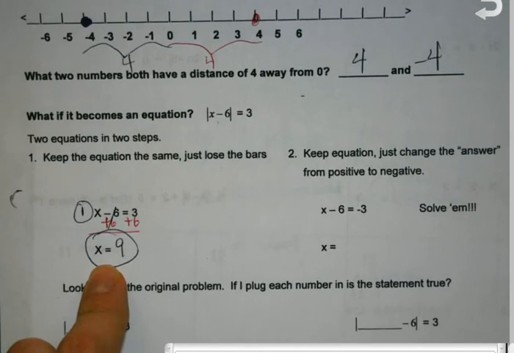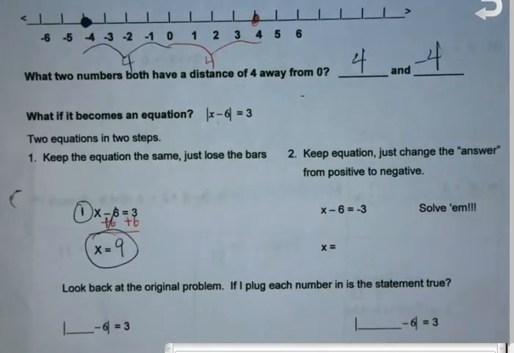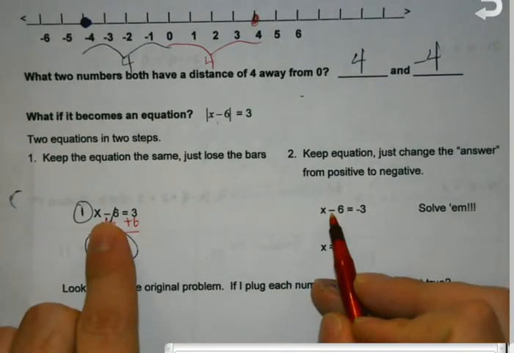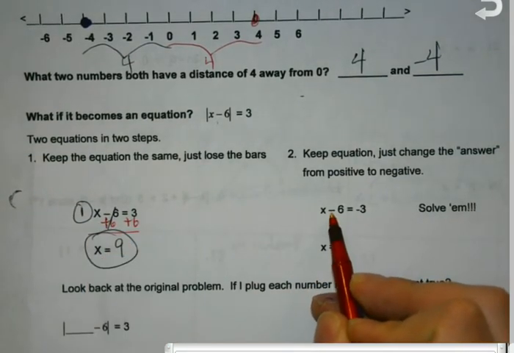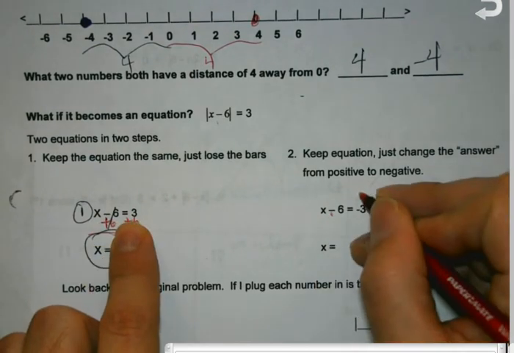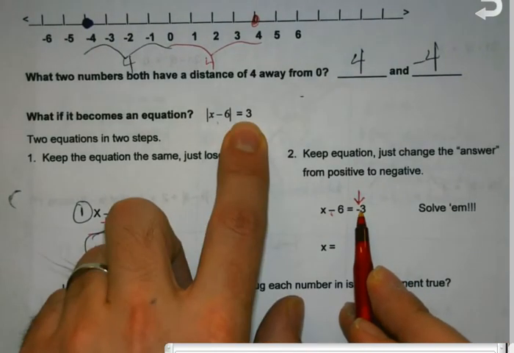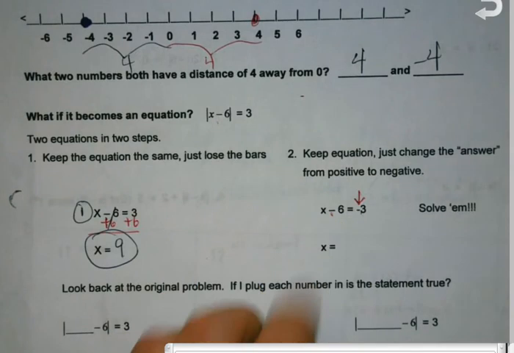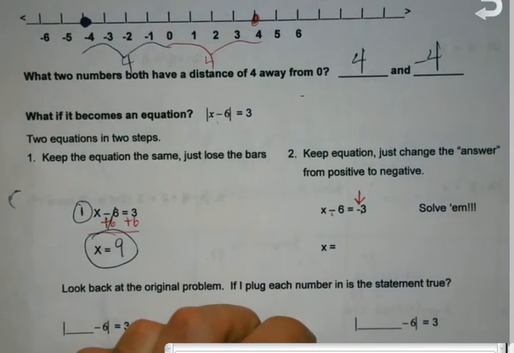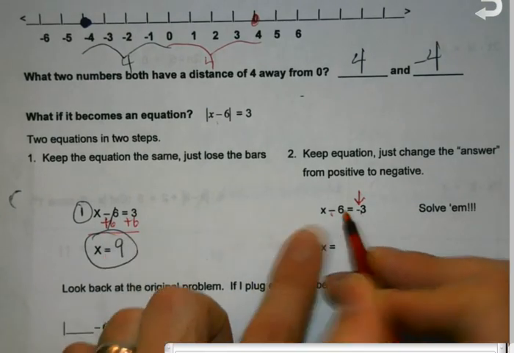Because to do what we did up here, where we talked about 4 and negative 4, notice what changes. What's inside the bars doesn't change, but notice my positive 3 became a negative. So all I'm going to do is switch the sign of the number I see over here, and then solve that equation. What I do to solve the equation will be the same. I added 6 to solve, so I'm going to do it here too.